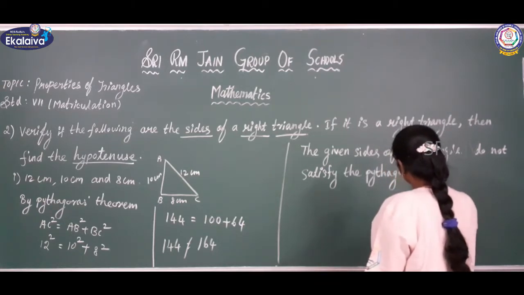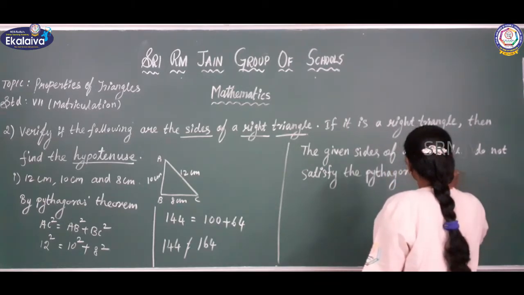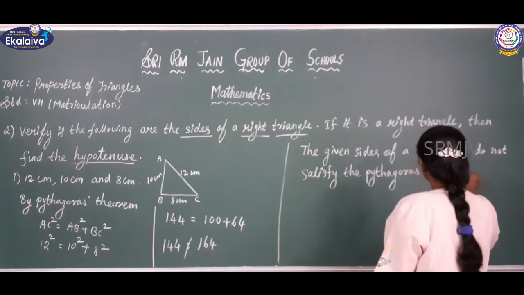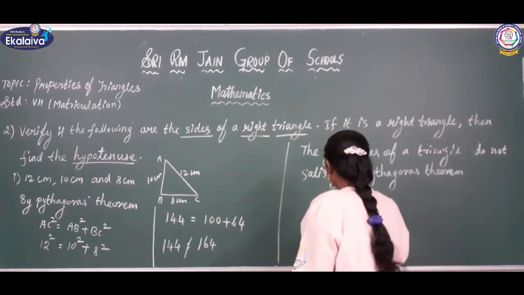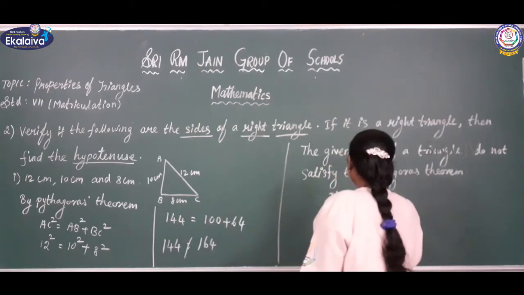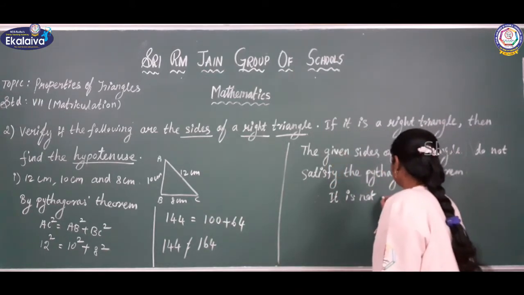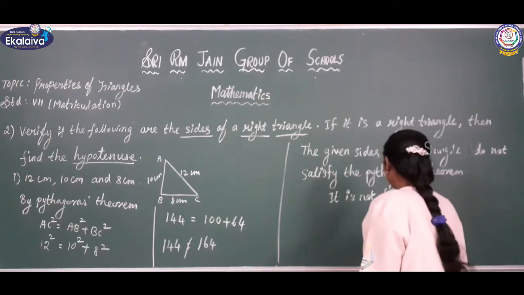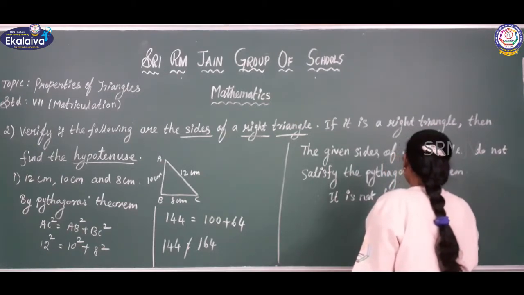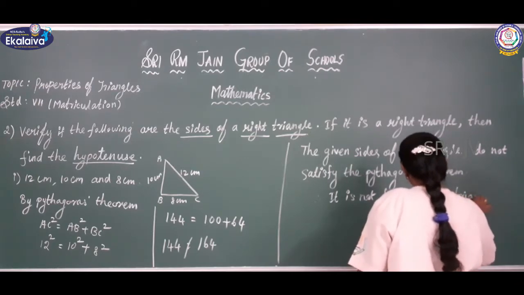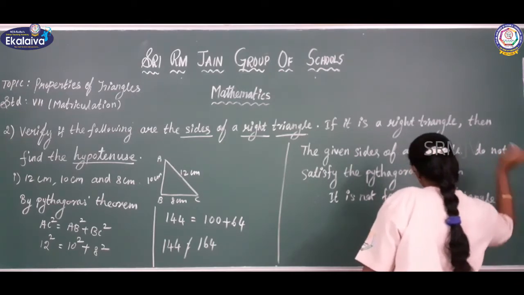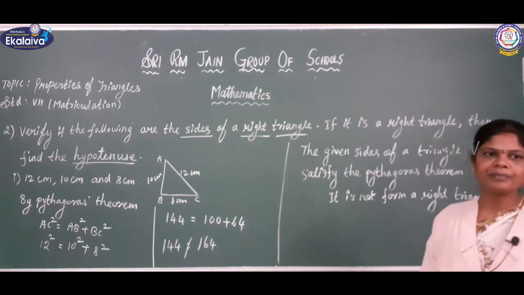Pythagoras theorem. Therefore, it is not a right triangle. It does not form a right triangle. Is it clear, children?